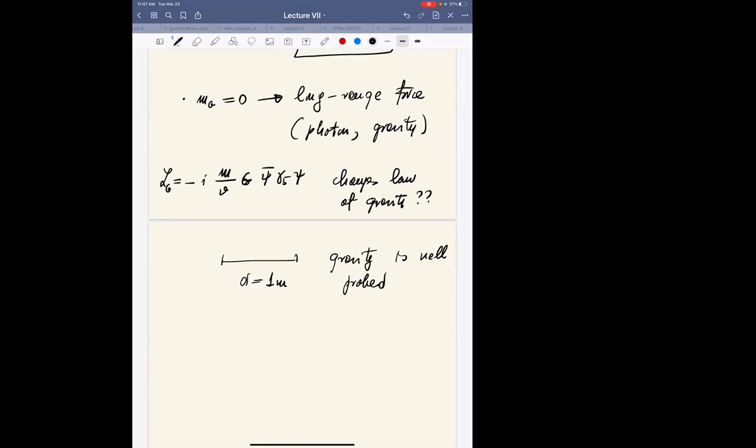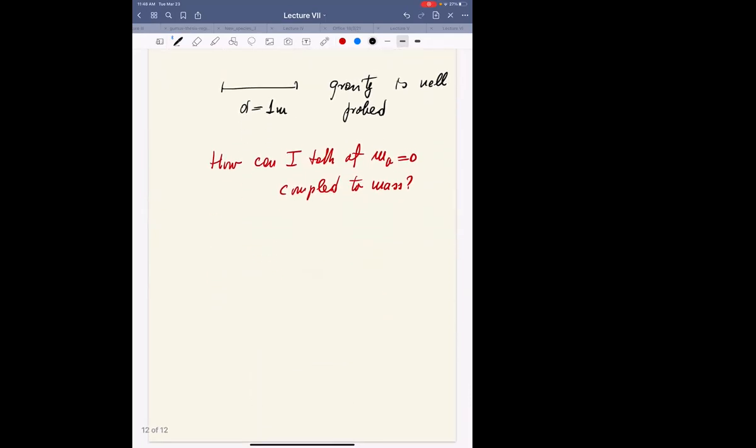How can I talk about this, instead of saying this is crazy, I should forget about that, about the massless particle coupled to mass. Someone wants to try? It's a bit non-trivial. The answer, I'll start giving a hint and answer. Question, answer.